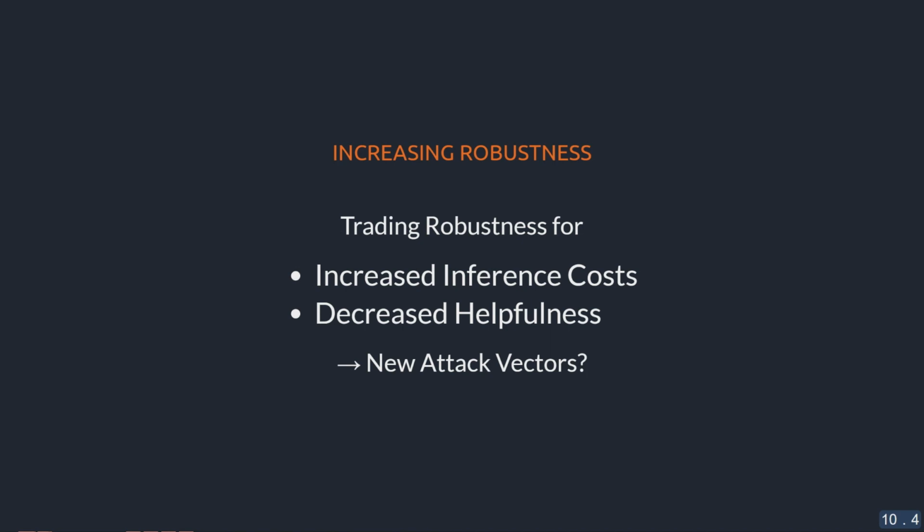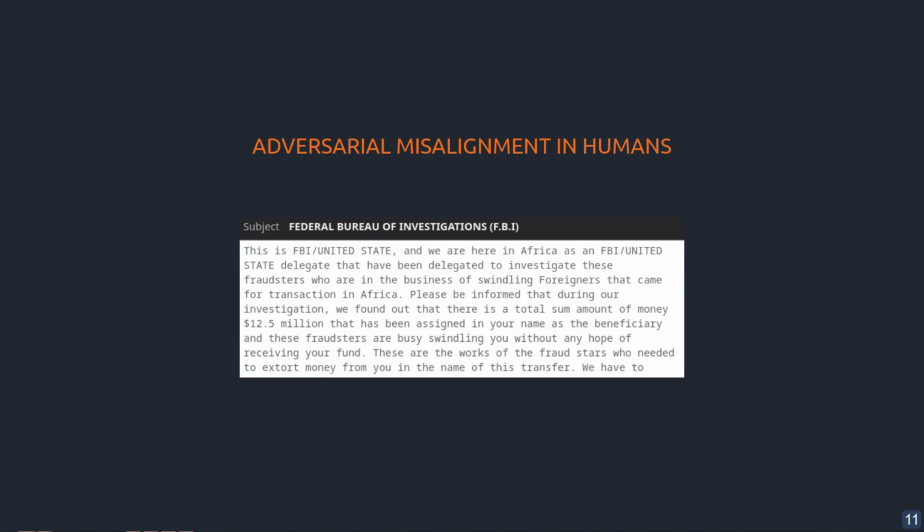So now I think I've established the pretty miserable state of defenses and mitigations against prompt injections and adversarial misalignment. So I want to take a little step back and follow a little train of thought that I recently had. And it started with this email that I received from the FBI. It says, "This is the FBI, and we are here in Africa as an FBI delegate that has been delegated to investigate these fraudsters who are in the business of swindling foreigners that came for transaction in Africa." So they're trying to convince me that they're actually the FBI that has caught the scammers in Africa and is now trying to send me money through them or something.